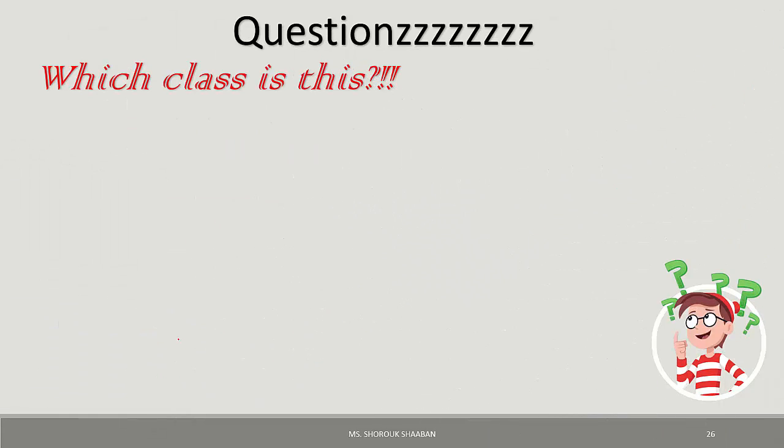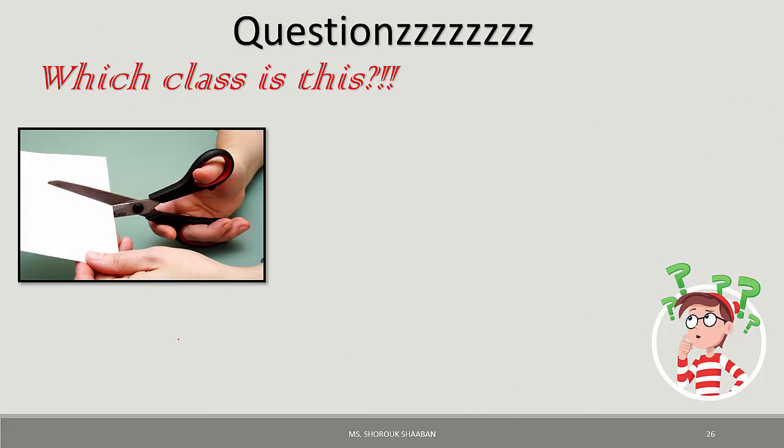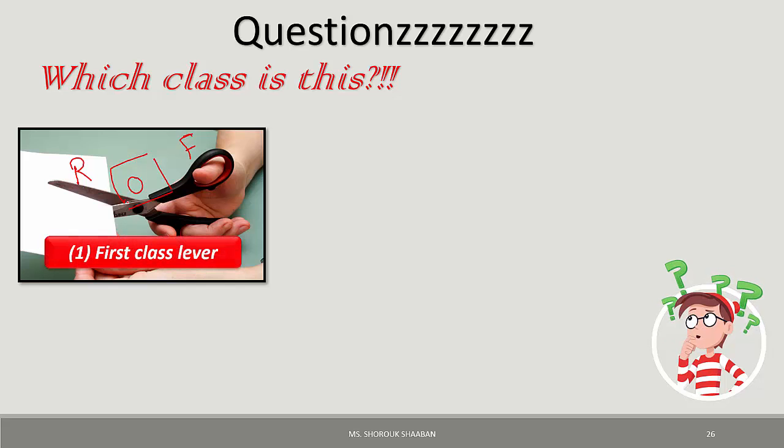Which class is this? Scissors. Tell me first, where is resistance, where is effort, and where is fulcrum? Then we can define the class of this lever. Where is my hand? So it's effort. Where is the object that I'm working on? So it's resistance. Where is the fixed point? So it's fulcrum. What's in between now? Fulcrum, which means this is from which class of lever? First class lever. So good.